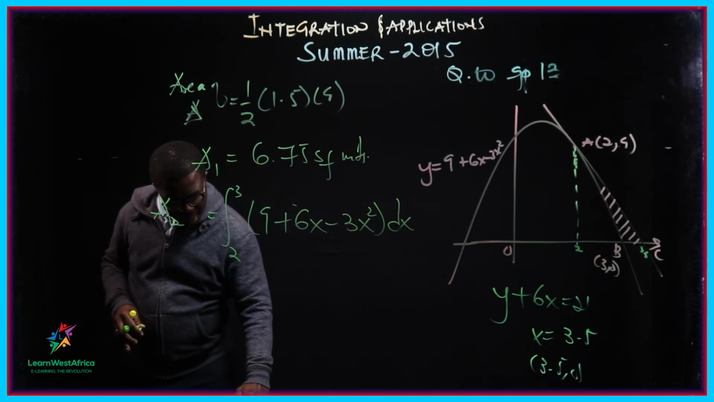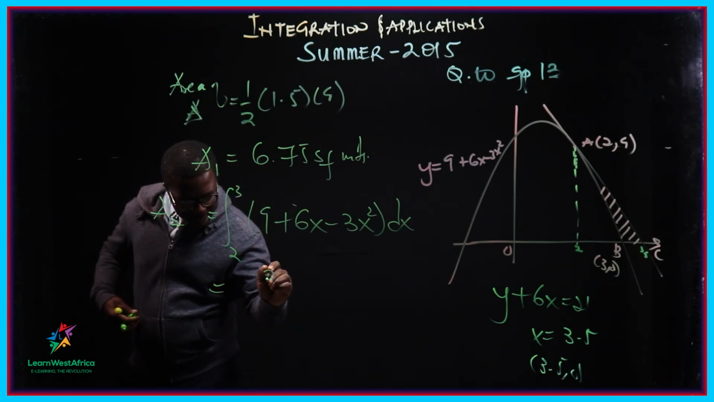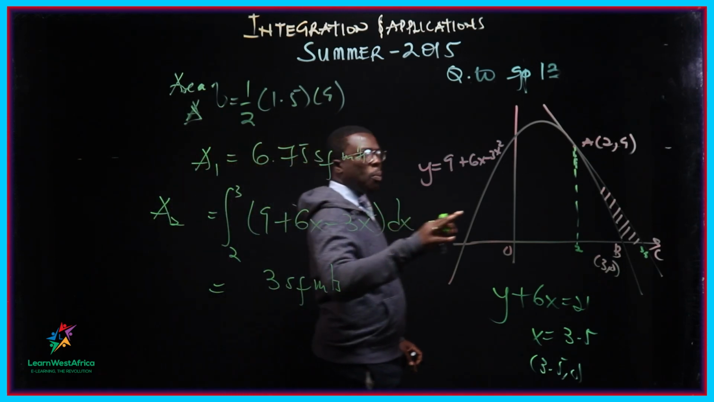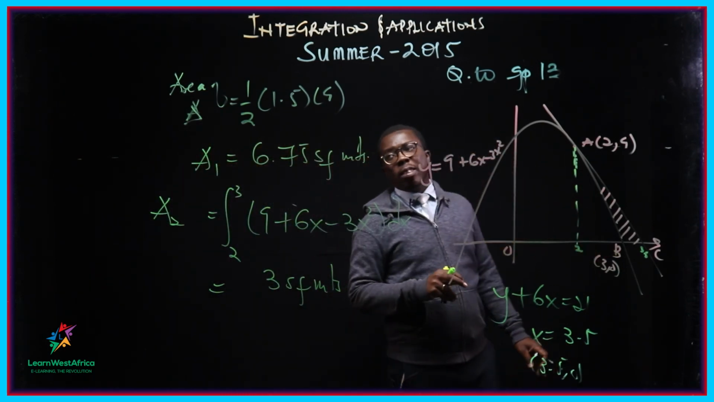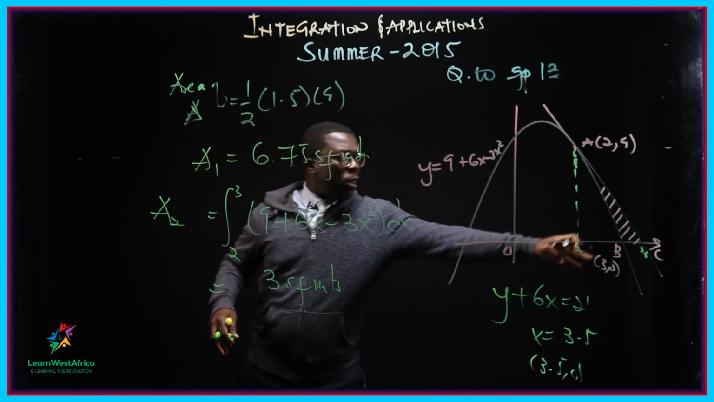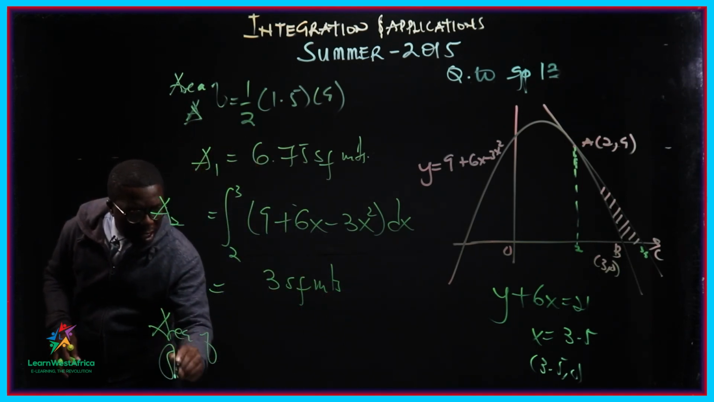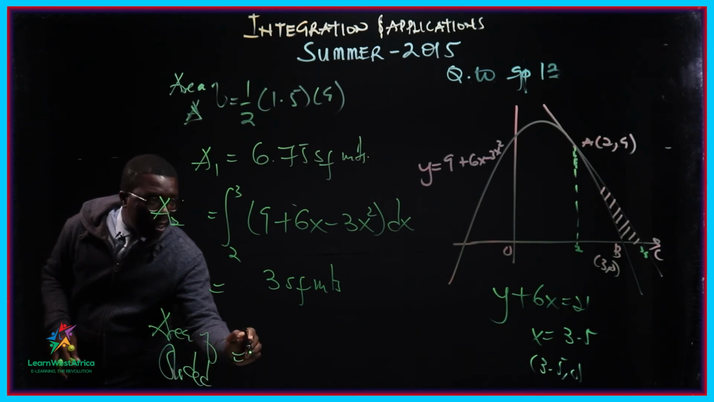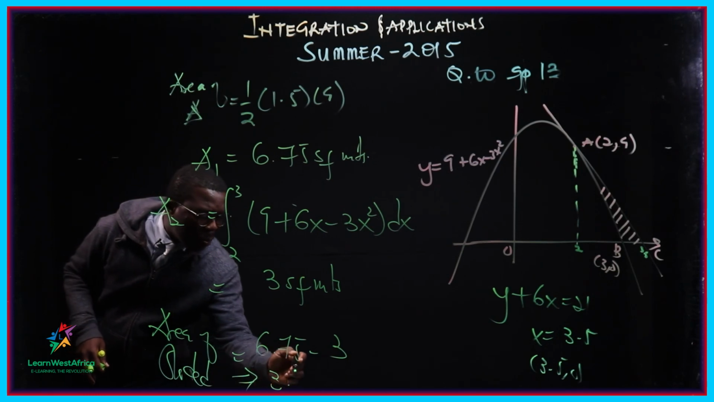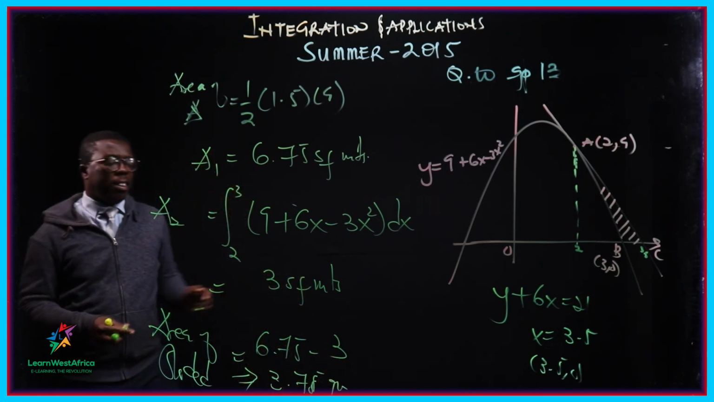Any problem with that? All right, so when we're able to do justice to that, we should get 3 square units for the area A2 bounded by the curve and the x-axis. So now what is the area of our shaded region? 6.75 for the triangle minus that for the curve. Therefore, the area of the shaded portion should be 6.75 minus 3 square units, and that should give you 3.75 square units.